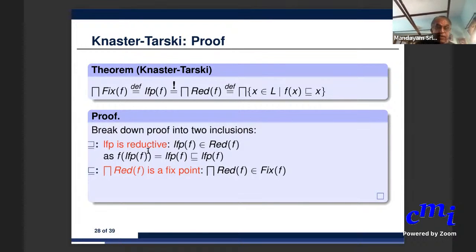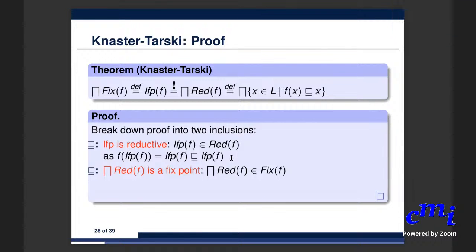That, of course, implies that F applied to the fixed point has to be less than or equal to it. And since this set is reductive, this is exactly the condition that needs to be satisfied for any element to be part of the reductive set. Therefore, LFP, the least fixed point of F, certainly belongs to the reductive set. Okay, so that is simple enough. Any questions there?